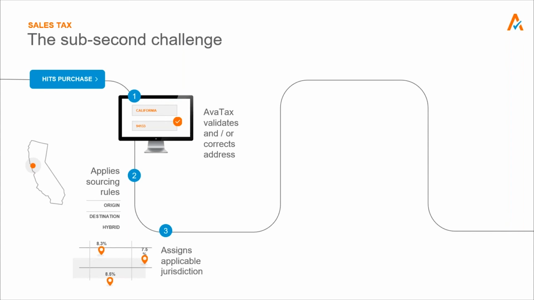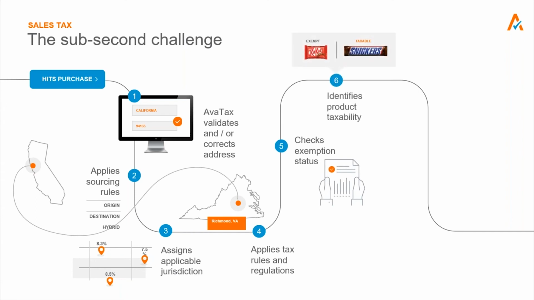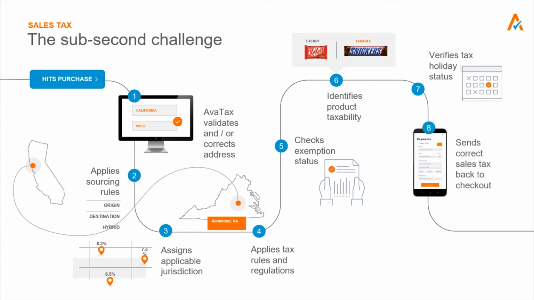Then it will assign the applicable jurisdiction and the rates. It'll apply the tax rules and regulations. It'll check to see if there's an exempt customer status. It will identify the product taxability. So is it taxable or exempt? It will check to see if there is any applicable tax holiday. A number of states do have tax holidays. Predominantly, they are back to school holidays, but I've seen some additional ones being added. So there may be some out there that apply to your business.